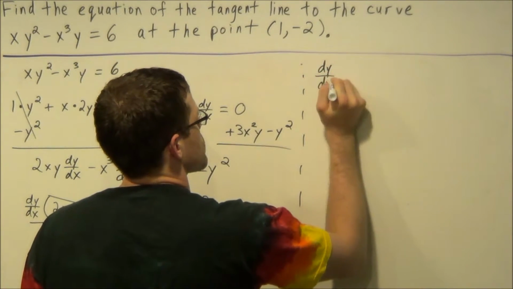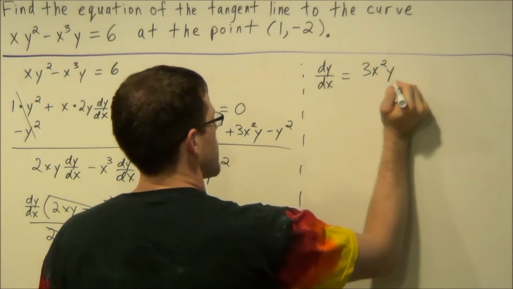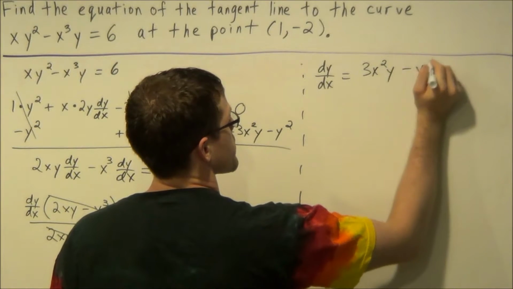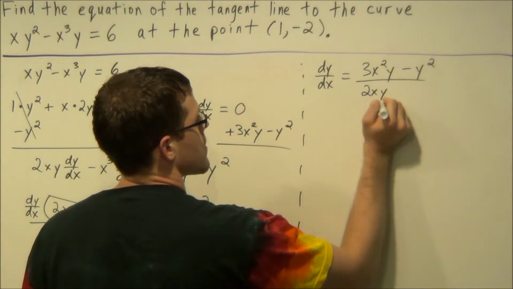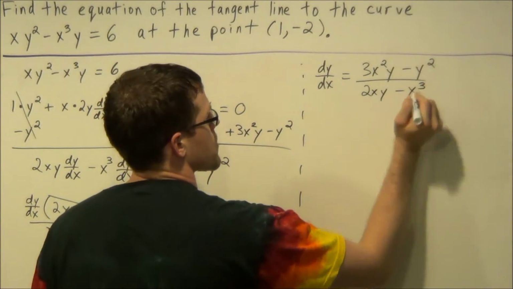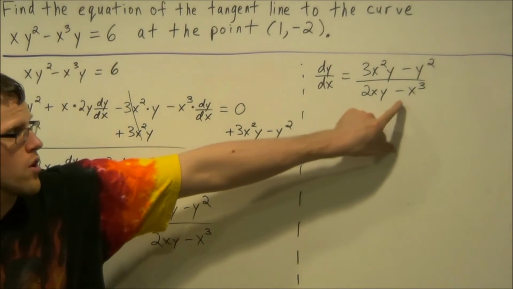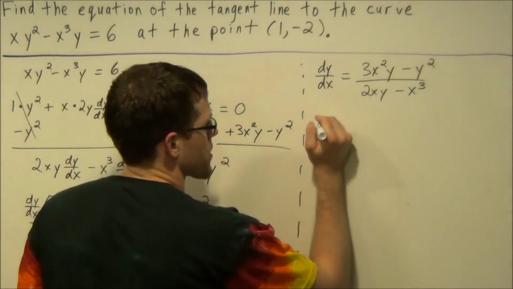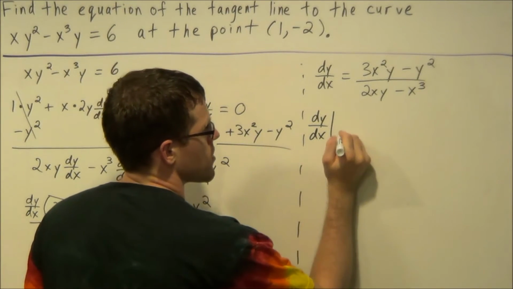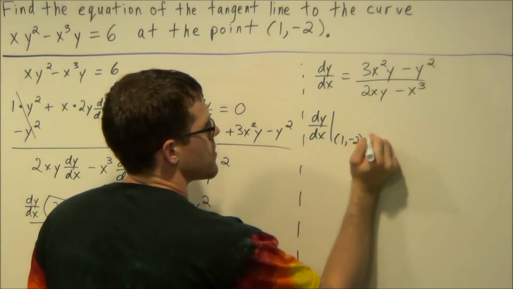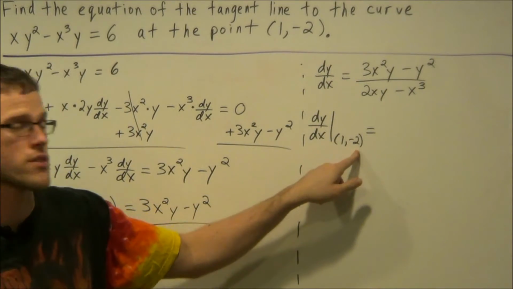dy/dx equals 3x squared y minus y squared over 2xy minus x to the third. Now step 2: we have to plug the point (1, -2) into our derivative. We're going to use this notation: dy/dx with a vertical bar, (1, -2). This means that we're evaluating the derivative at the point x equals 1, y equals -2.